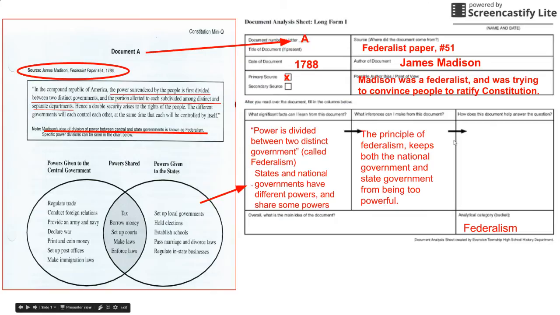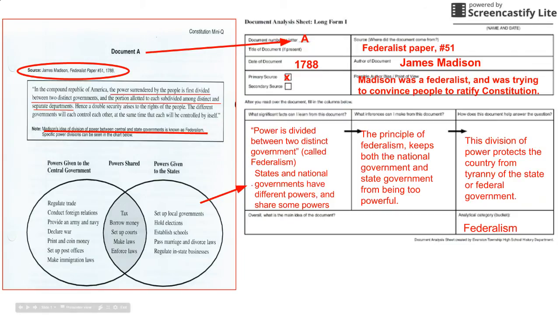All right, and the last thing we're going to do is fill in how this document helps us to answer that question. And again, our question is, how does the Constitution guard against tyranny? So this division of power helps to protect the country from tyranny of the state or of the federal government. Okay, so that's how it relates to answering my question. And the very last thing I would do is fill in the main idea of the document. So just overall, what is it saying? What's the main idea? And that is that federalism protects us against tyranny. Okay.